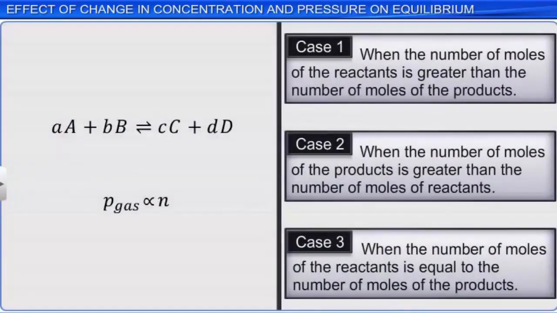Case 1. When the number of moles of the reactants is greater than the number of moles of the products. Case 2. When the number of moles of the products is greater than the number of moles of the reactants. Case 3. When the number of moles of the reactants is equal to the number of moles of the products.